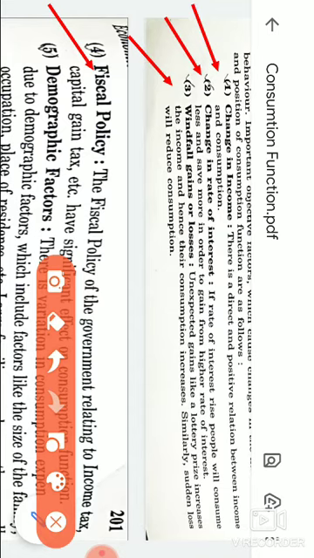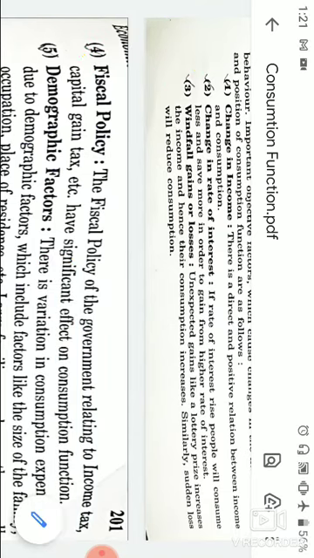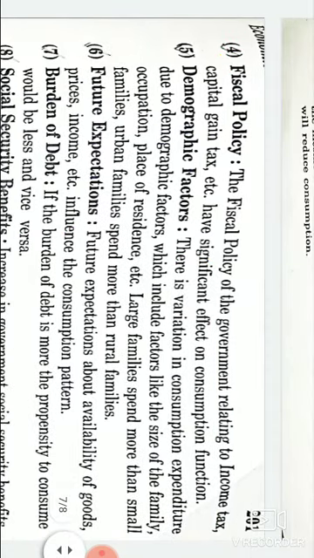That means the savings part of those people, the public hides it from the government, keeps it concealed, so that they will not be disclosed to the government. Another, there is a demographic factor. In the demographic factor, there is a variation in the consumption expenditure due to the demographic factor.